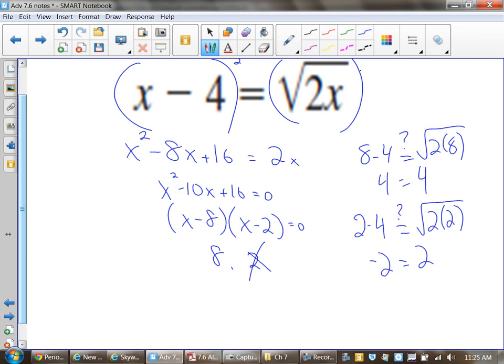So in this case, we had 2 possible solutions, but only one of them worked. That's what they call an extraneous solution. You buy it? I bought it.